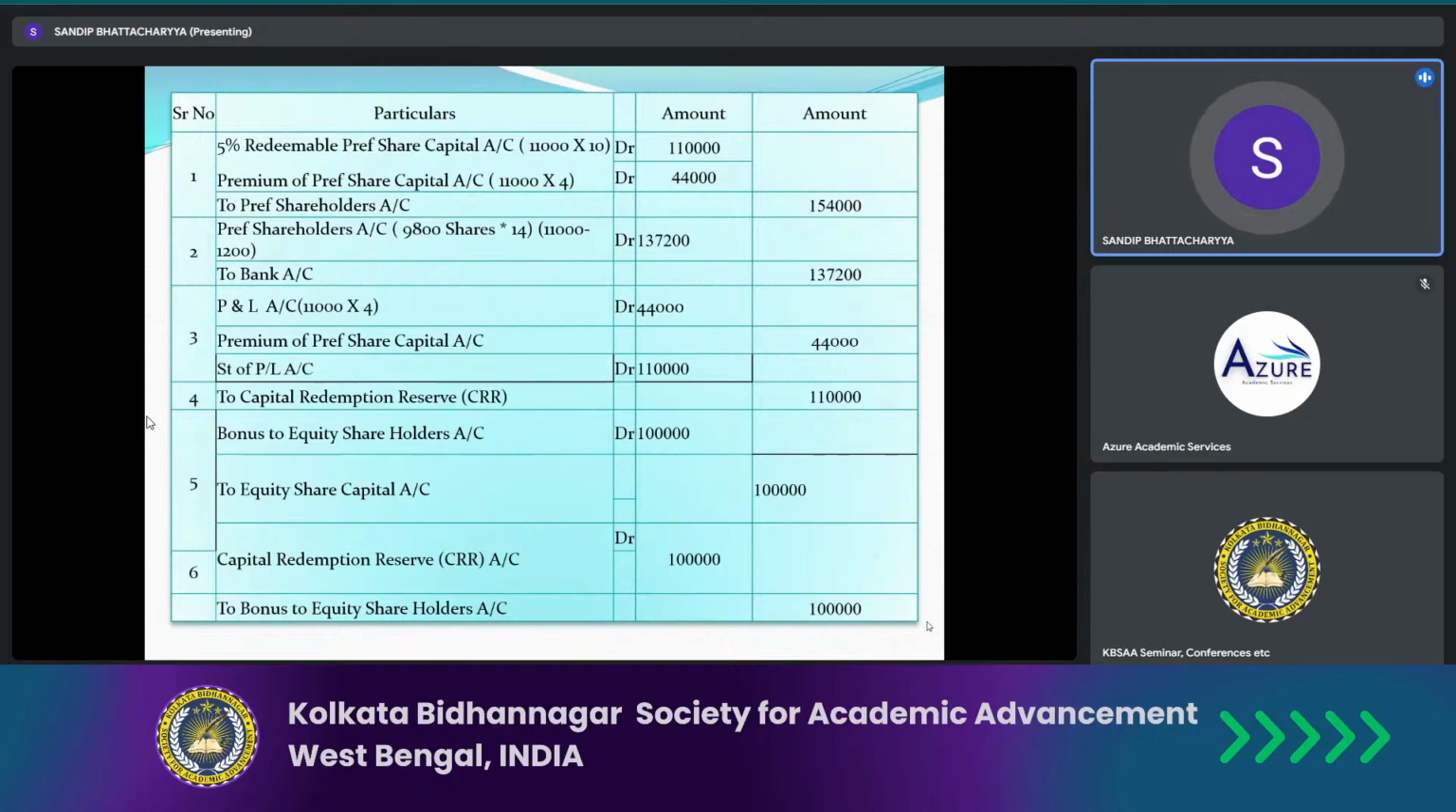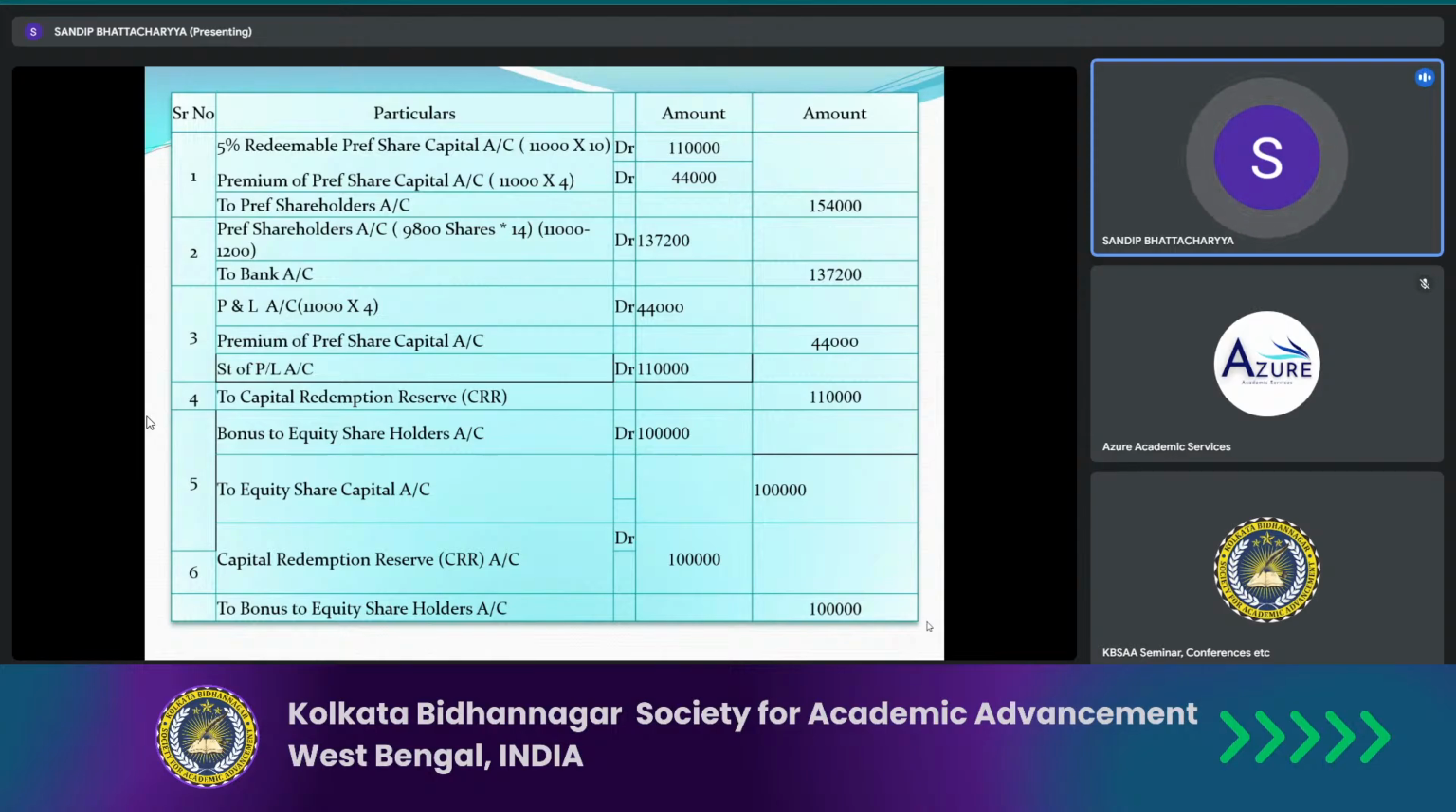And second is the capital redemption reserve creation. So the statement of profit and loss account debit is 1,10,000 to capital redemption reserve. So this capital redemption reserve, that means the amount should be fetched from the general reserve or the statement of P&L or any other free reserve.